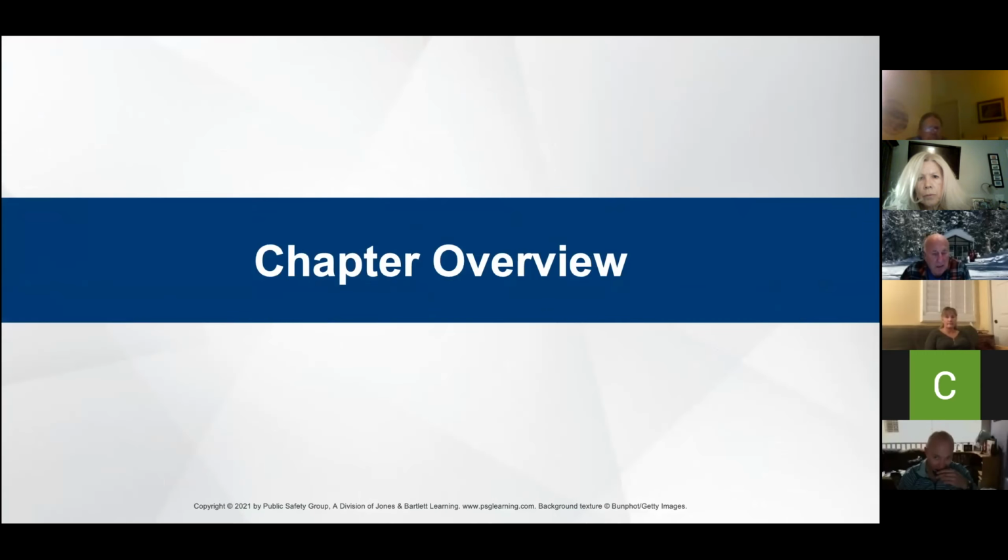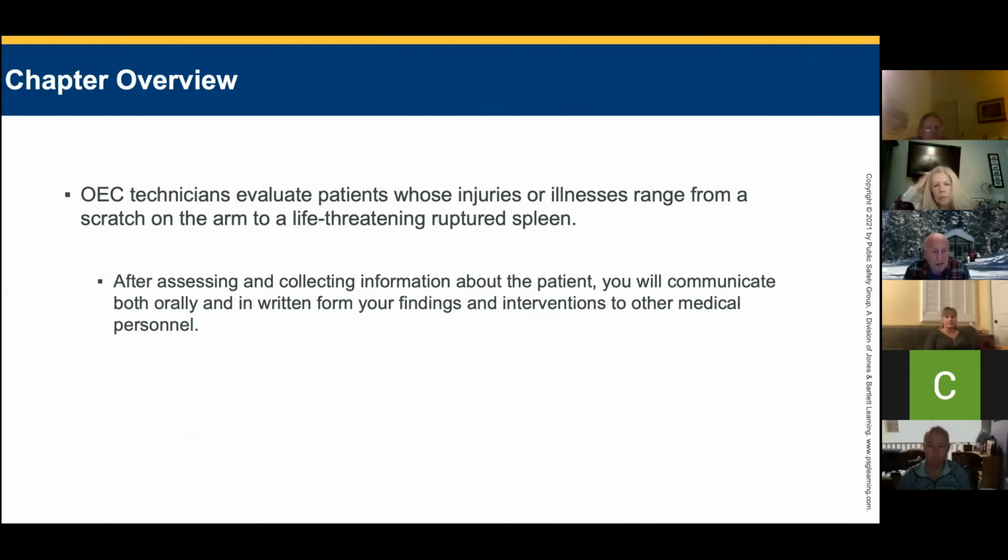Now, the chapter overview that we've got here: OEC technicians evaluate patients whose injuries or illnesses range from a scratch on the arm to a life-threatening ruptured spleen or worse. We've all seen worse up at Bleak Canyon. After assessing and collecting the information of the patient, you're going to communicate both orally and in written form your findings and interventions to other medical personnel.